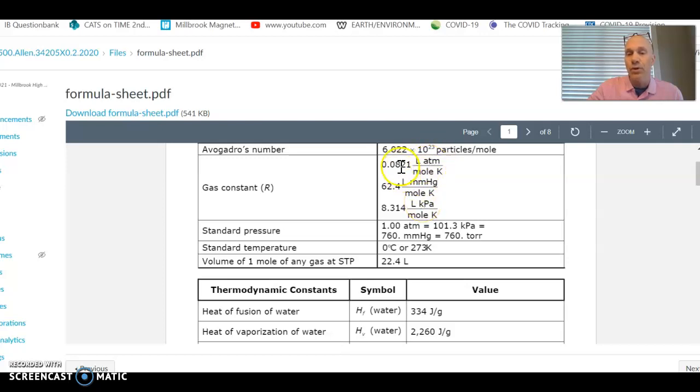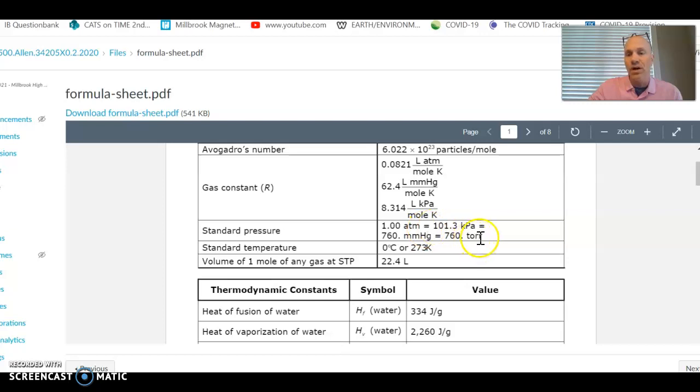If it's in atmospheres, we use this. If it's in millimeters of mercury, we use this. And if it's in kilopascals, we use this value right here. But what I wanted to draw attention to is the fact that there's actually one additional unit of pressure, and that is what's called a torr.